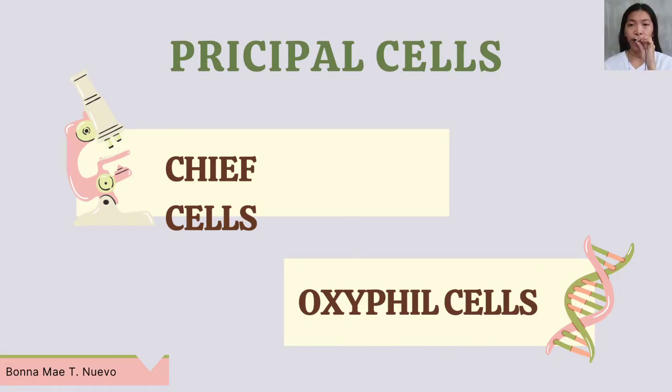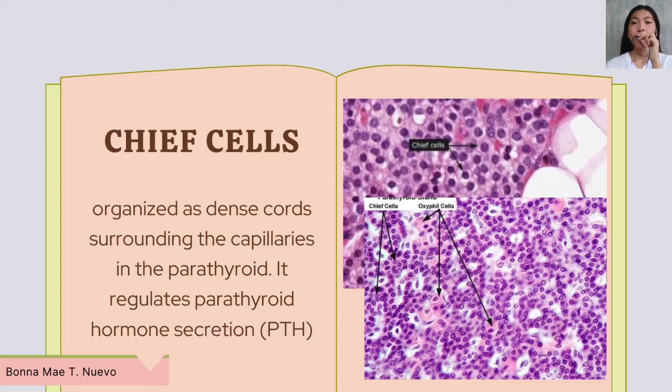I am BONNA NUEVO, and today I am going to discuss the parathyroid principal cells and their function. The parathyroid glands have 2 distinct types of cells. The first one is the chief cells, and the second one is the oxyphil cells. Parathyroid chief cells, also called parathyroid principal cells, or simply parathyroid cells, are one of the 2 cell types of the parathyroid glands along with oxyphil cells.